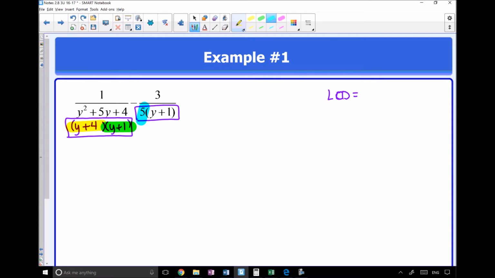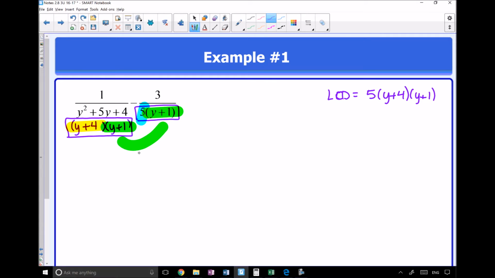That means my LCD is going to be a mix of all of those things. I also have this y plus 1, but it's already included with the other y plus 1, so I don't need to include it twice. Those end up going together. So my LCD is going to have 5 on the outside, because that's my greatest common factor, with a y plus 4, because we have y plus 4 here, and then we also have y plus 1.